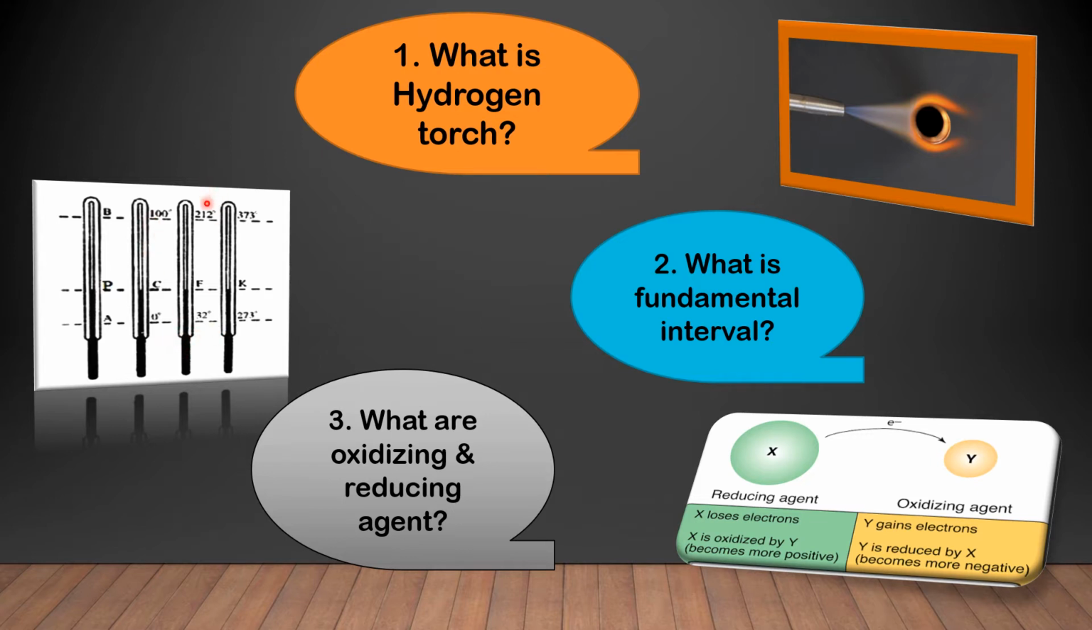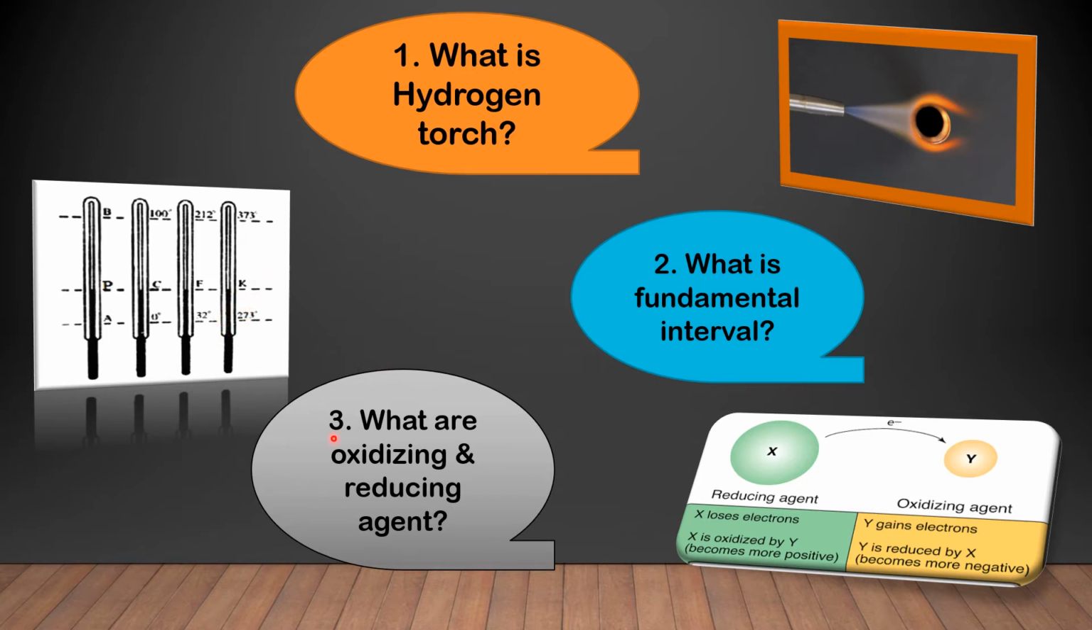In case of Fahrenheit thermometer, it will become 212 minus 32. So it will come 180. So fundamental interval is 180 in case of Fahrenheit thermometer. And in case of Kelvin thermometer, it will be 373 minus 273. That means it is like Celsius thermometer and that will be 100.